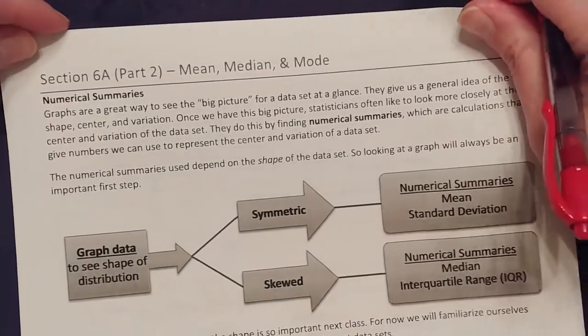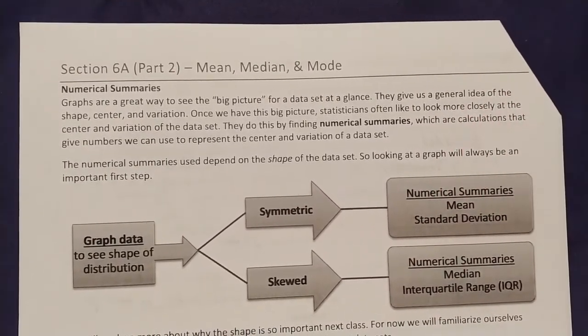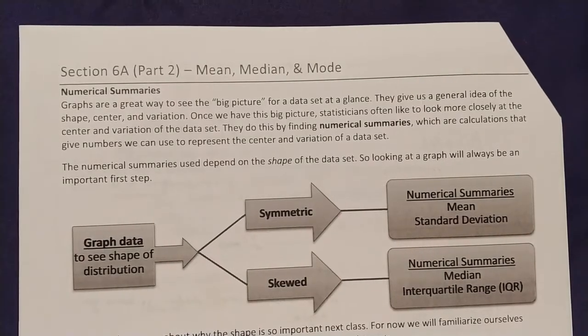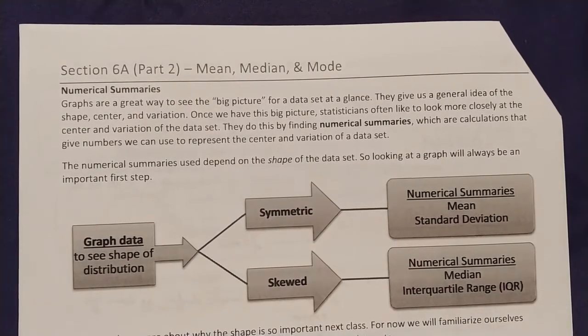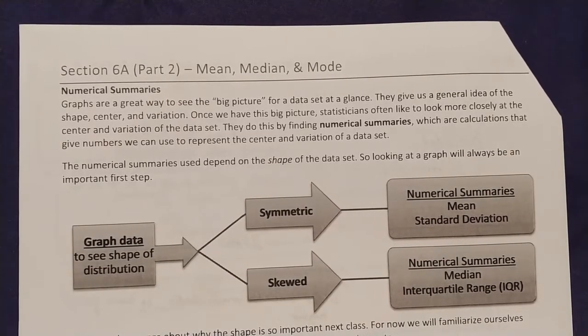So now we talk about what I mentioned before, which are called the measures of central tendency. So that's mean, median, mode, and range. We use these to summarize our data. And so it says graphs are a great way to see the big picture for a data set at a glance. They give us a general idea of the shape, center, and variation.